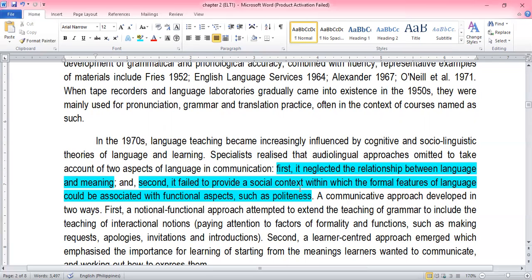And second, audiolingualism failed to provide a social context with which the formal features of language could be associated with functional aspects such as politeness. Kasi there are instances na in the particular language that you are in, halimbawa tayo L1, gumagamit tayo ng po and opo, di ba? Remember that does not exist in our L2, which is English. So how do we try to communicate with these people without being rude or without being misunderstood? So yun yung kulang sa audiolingualism.